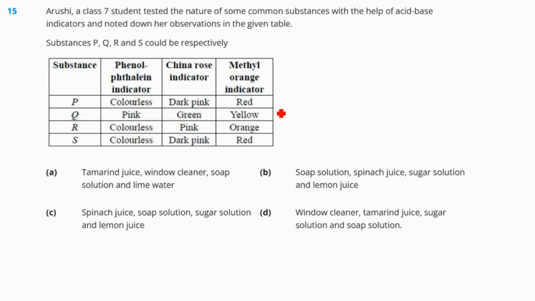Question number 15. Ayushi, a class 7 student, tested the nature of common substances with the help of acid-base indicators and noted down her observations in the given table. Substances P, Q, R and S could be, respectively, what? Here P is colorless in phenolphthalein indicator, dark pink in China rose indicator, and red with methyl orange indicator.